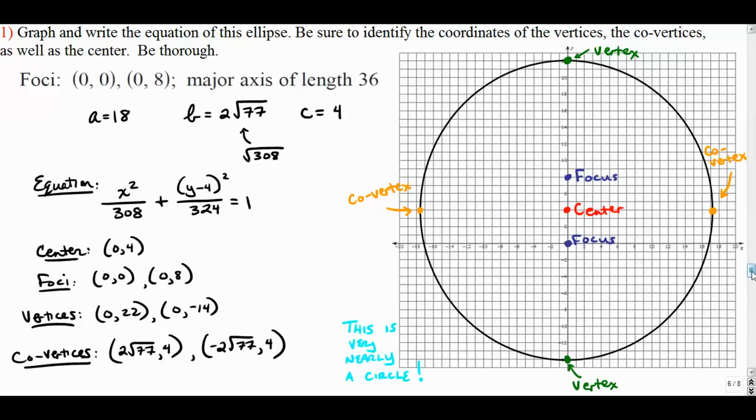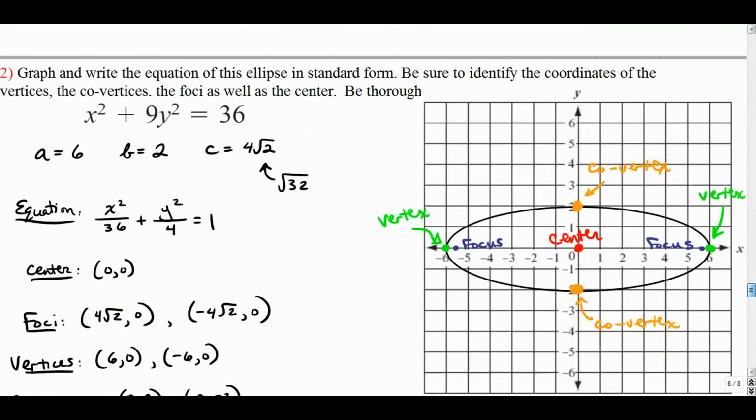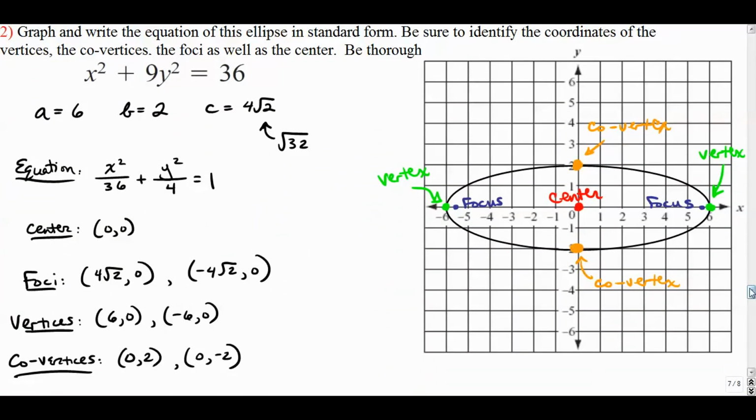Number two is next. Again, hopefully you tried this on your own. I'm not going to show you how to do this problem, but these are the exact values. This is the equation, the center, the foci, the vertices, co-vertices. Go ahead and pause this, check your work, write this down. If you have any questions, you can just comment on this video and I'll get back to you.